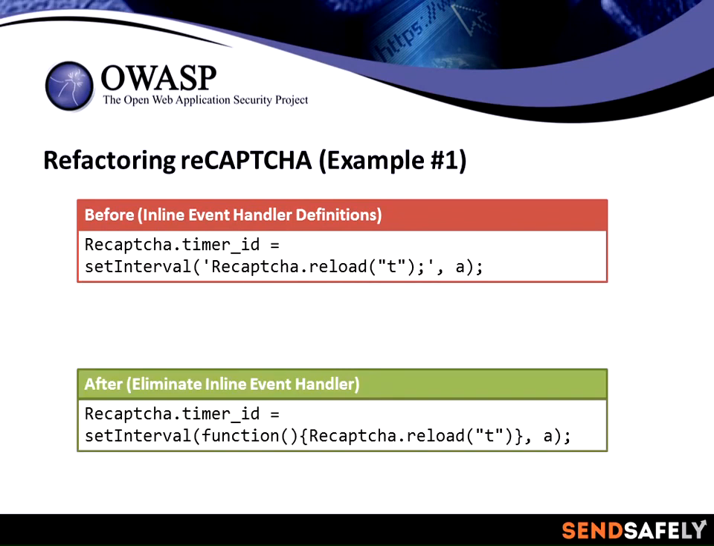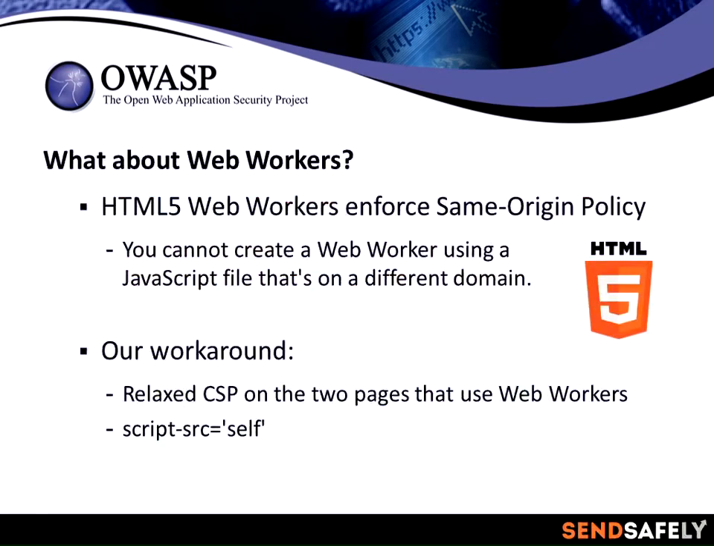In our case here, all we needed to do was convert this first code snippet into a function instead, which pretty much ended up just removing the single quotes, and we no longer had to use eval. So that was actually pretty simple. And then the other two instances we ran into were very similar to the ones that we discussed before, so I'm not going to go over them.